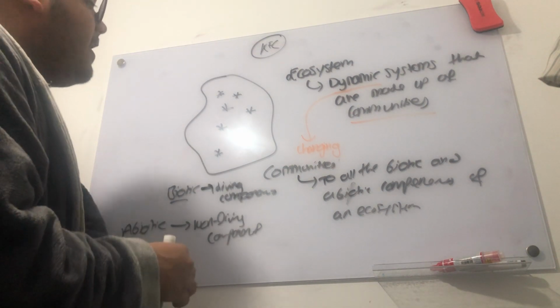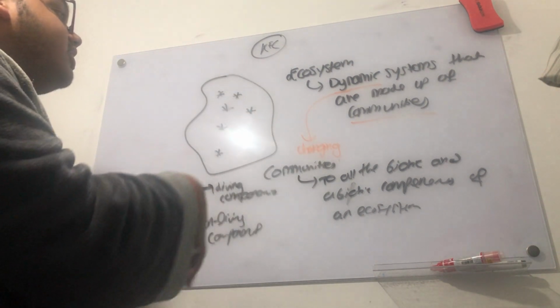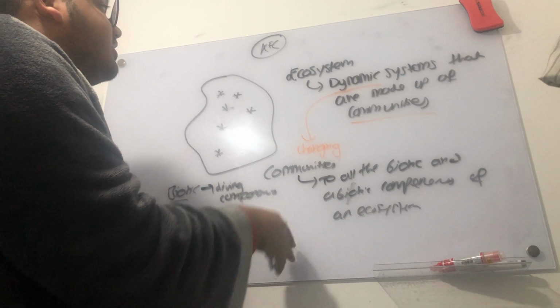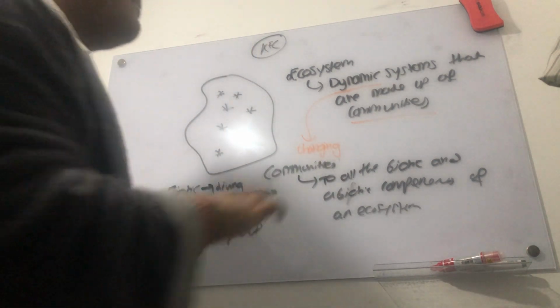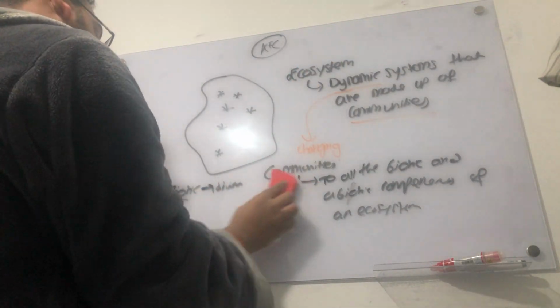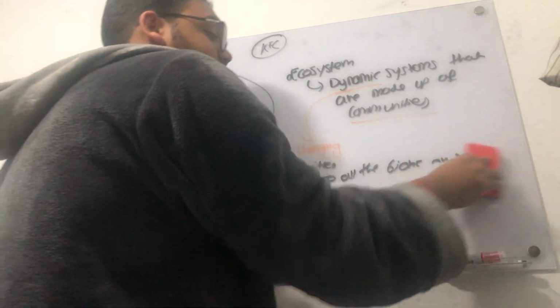So, in this scenario, let's do another definition and we'll get into this KFC scenario a bit more. The next definition that we'll need to know is population.